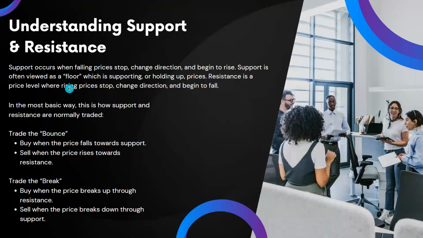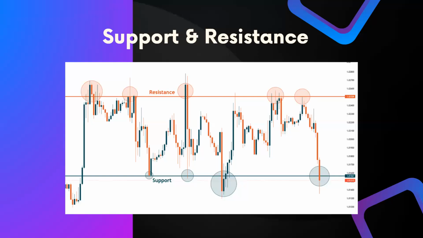Okay, now the most basic way support and resistance is normally traded is that some traders will trade at the bounce. Okay, so you buy when the price falls towards your support and you sell when the price rises towards your resistance. So some traders will say, oh, amazing, the market reached my support, I'm going to buy. Normally that could work out, right? And then you end up buying at your support and selling up here at your resistance.